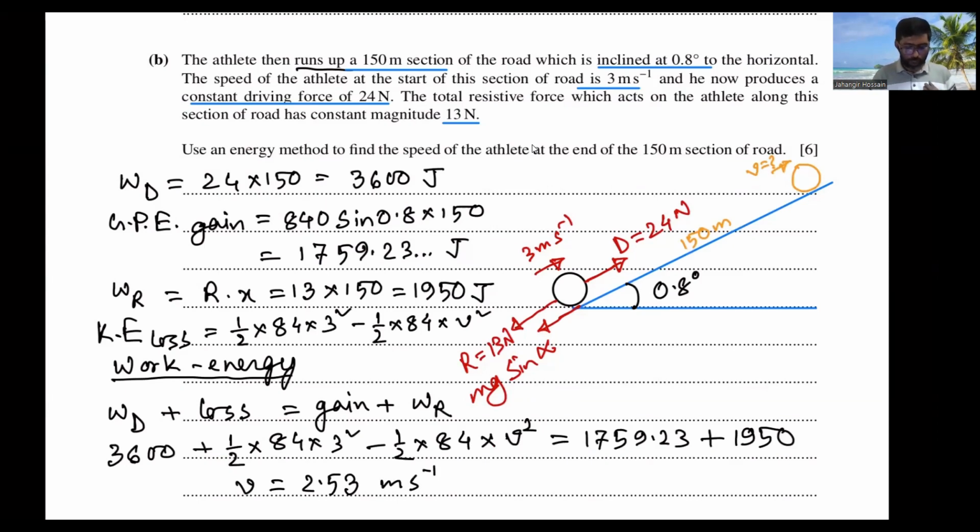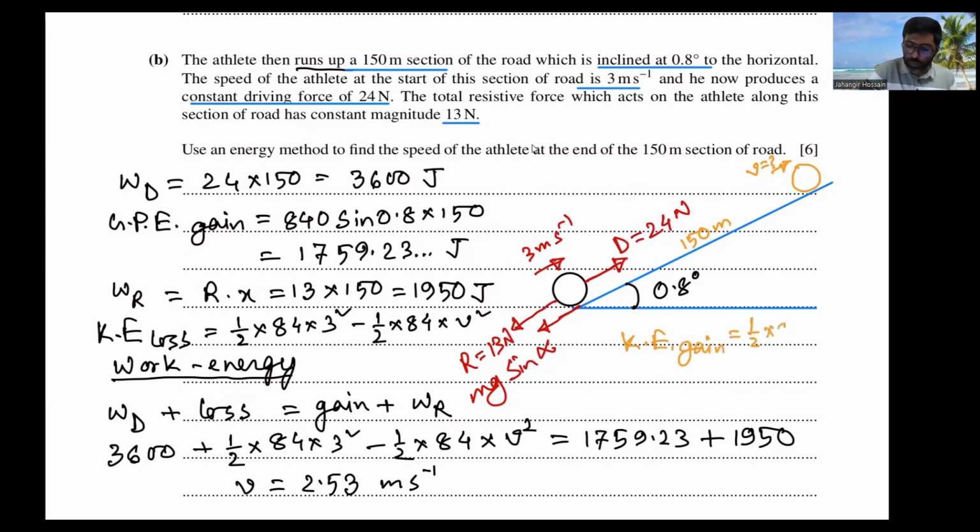One important point to note here. Let's say we do not find out whether there will be gain in KE or loss in KE. If you cannot figure it out before solving the sum, then let's assume one of them. Let's assume that there will be gain in KE. So you will place it on the right hand side. If you consider it gain in KE, we'll write the KE gain equal to half into 84 into V square.